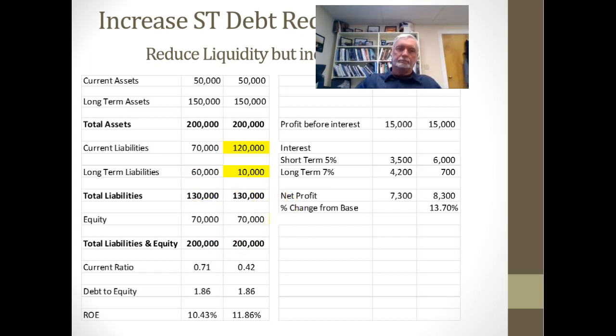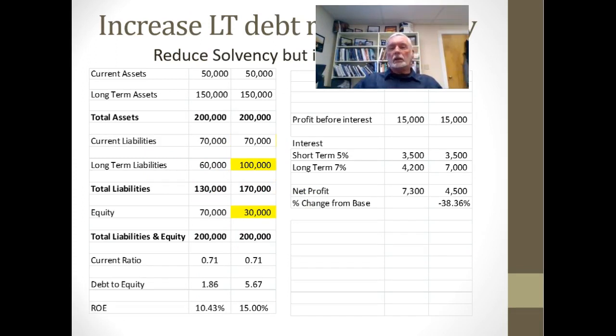15,000. Okay, another possibility. I'm going to reduce solvency but increase return on equity. So what am I going to do? I'm going to increase my long-term debt and use the money I raise from long-term debt to buy back stock, thereby reducing equity. So I'm increasing long-term debt by $40,000 and reducing equity by $4,000. So now my liabilities change. My total liabilities and equity stay the same, but I've shuffled once again between a couple of different things. So I've increased this one and decreased this one.